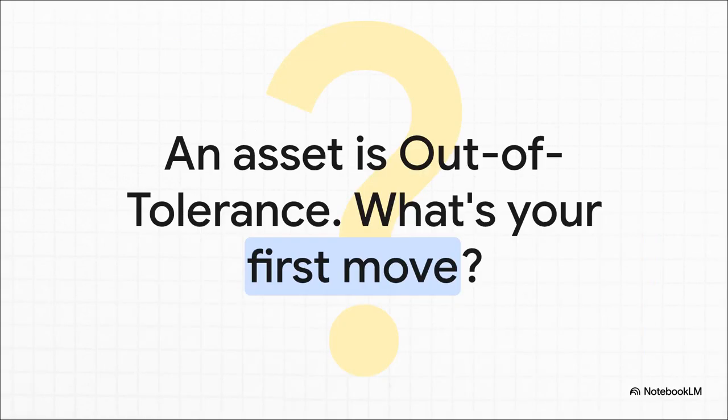Picture this. You get a report from a vendor, or maybe a call from the floor. An asset is confirmed out of tolerance. What is your first move? As a member of the metrology team, what's your absolute number one priority in that moment? That's exactly what we're going to nail down right now.